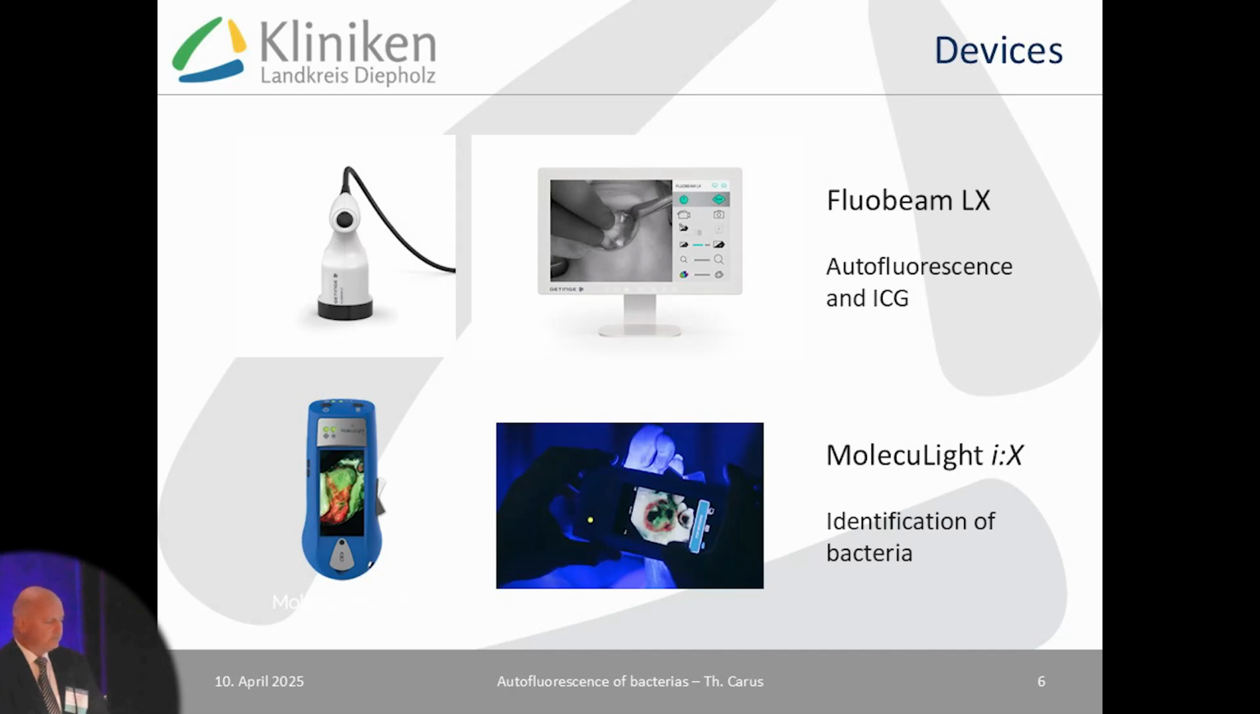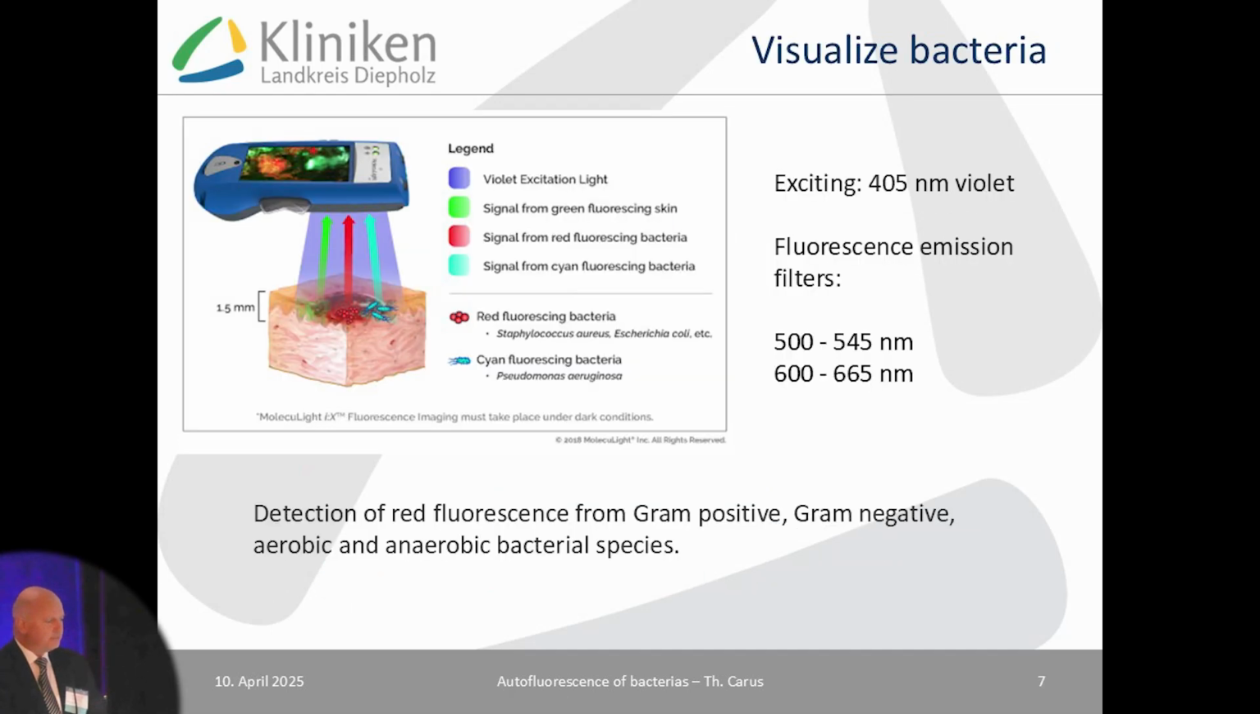Identification of bacteria. This device is built with an excitation wavelength of 405 nanometers and has a dual band filter with 500 to 545 and 600 to 665 nanometers. And you see how it works. You see on the left side the emission of violet excitation light, and then you get signals back from the skin, green and red and cyan.